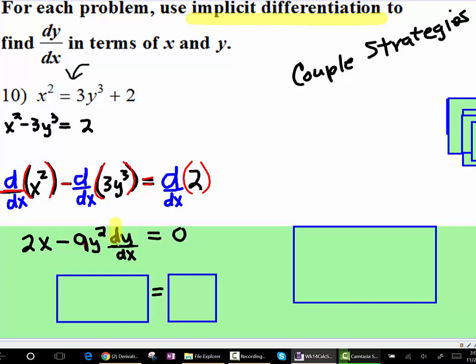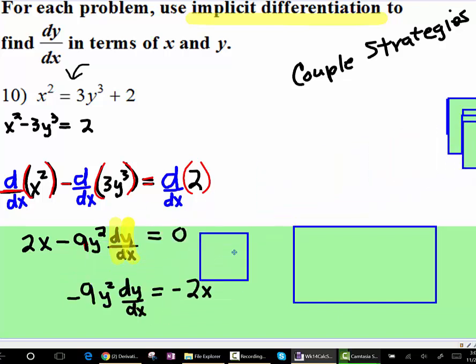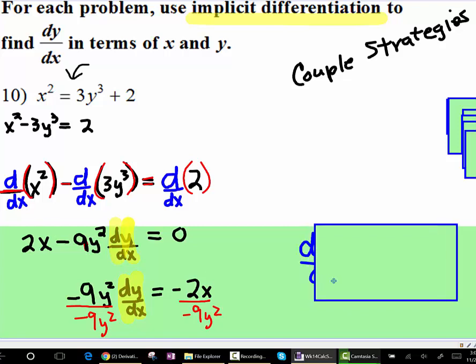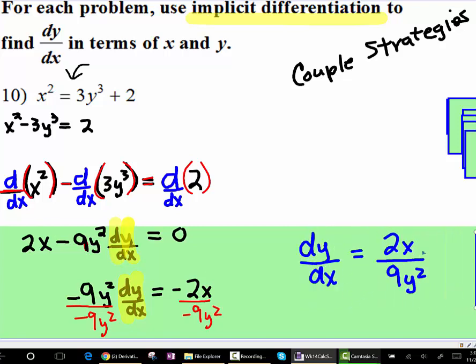Well, our whole objective is to get this by itself. So how do you get this by itself? Well, you cancel out a positive 2x by doing what? Yep, subtracting it from both sides. And then, remember, we want to get this by itself. Well, negative 9y squared is attached by multiplication. So we're just going to divide both sides by the negative 9y squared. And then the very last thing you're going to do is just simplify. So here is our implicit derivative.